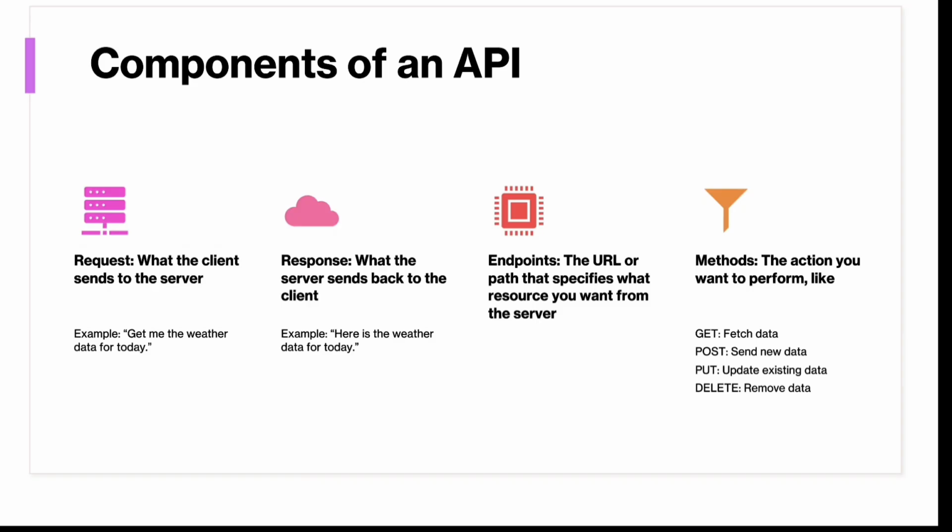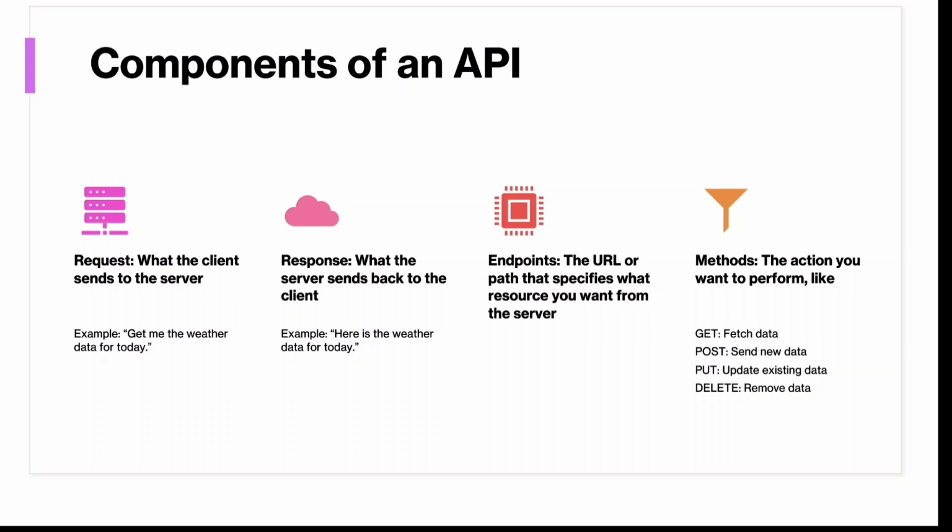Now we have some components in an API. Components in the sense of building blocks through which the API is made. So the first thing is the request. Suppose I hit a URL in the browser. My browser sends the request to the web server, and then the web server sends the response back to my browser, and I can see my beautiful website or web page or web application. So this is nothing but my request.